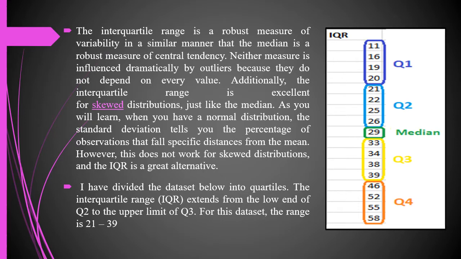I have divided the dataset below into quartiles. The interquartile range extends from the low end of Q2 to the upper limit of Q3. For this dataset, the range is 21 to 39.